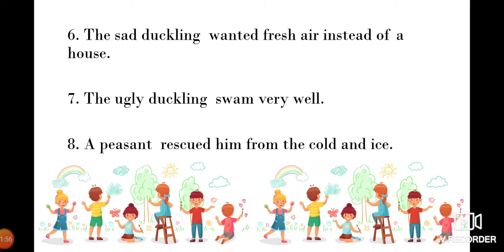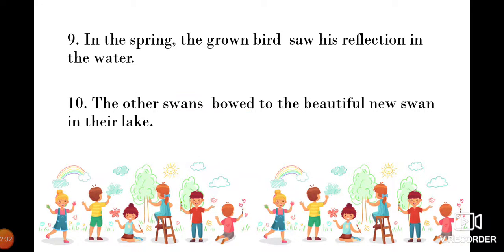Number 6, the sad duckling wanted fresh air instead of a house. In this case, the verb is wanted. If you notice, in past we only add ed. Want, wanted. Number 7, the ugly duckling swam very well. In this case, we have an irregular verb, and it is swam. This one is the past tense of the verb swim. Swim, swam. Number 8, a peasant rescued him from the cold and ice. In this case, the verb is rescued. This one is an action that happened in the past.